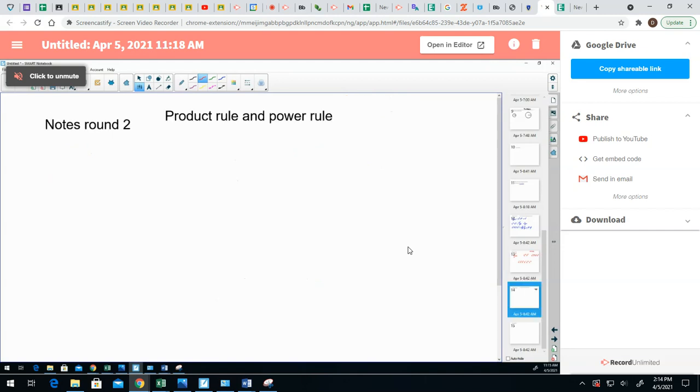Okay, notes round two, the product rule and the power rule. So if I have 7x to the 5th all raised to the 2nd, remember I'm going to put that 2 on both pieces, so we have 7 squared x to the 10th. This is really 7 to the 1, so 2 times 1 is 2, 5 times 2 is 10. So 7 squared is really 49, just 7 times 7, and that is 49x to the 10th.